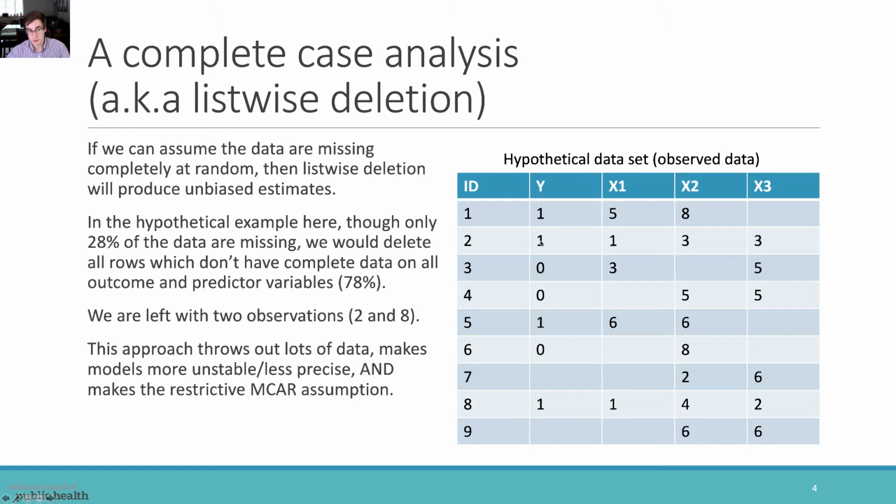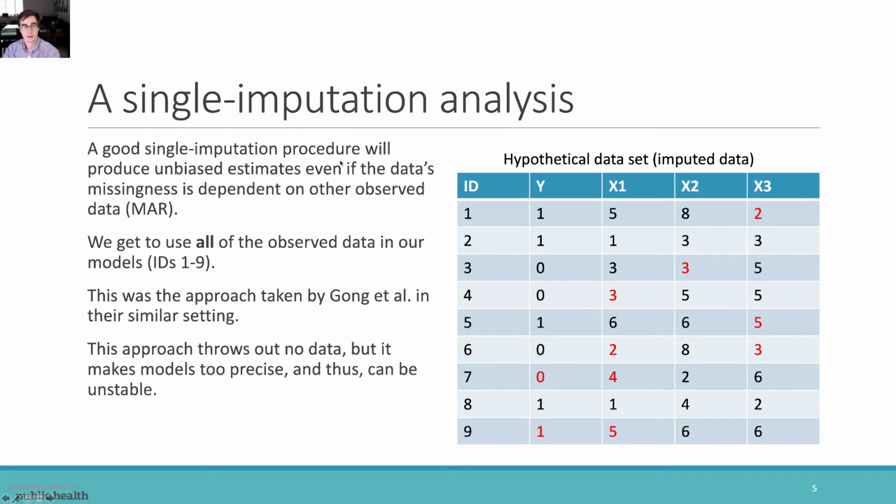So in the hypothetical example here on the right, you can see we've got an outcome and 3 covariates with a spattering of missingness here. Even though only 28% of the data are missing, we'd have to delete all of the rows which don't have complete data. So all but rows 2 and 8 would have to be deleted. And this throws out a lot of data. It does make your models more unstable and less precise as a result. So overall, complete case analysis isn't great, especially when you're doing something like building a model and doing model selection.